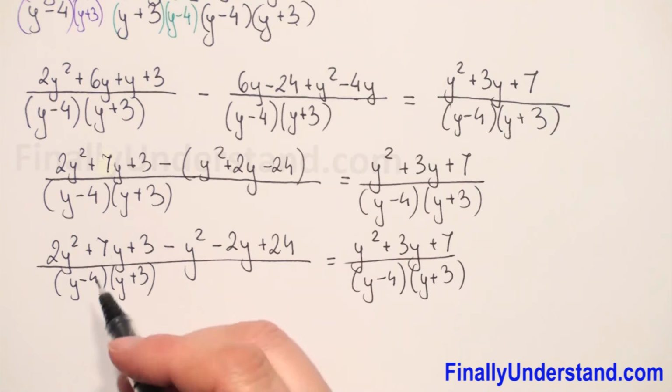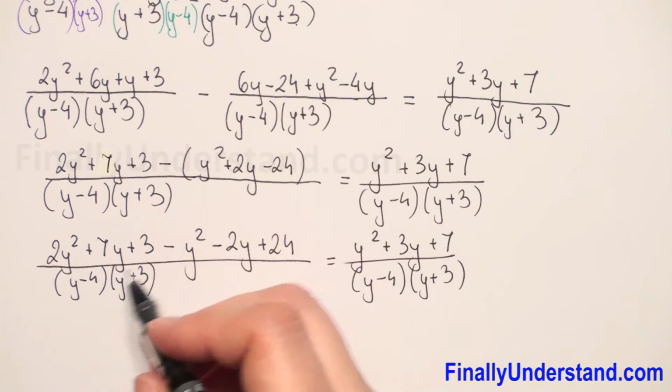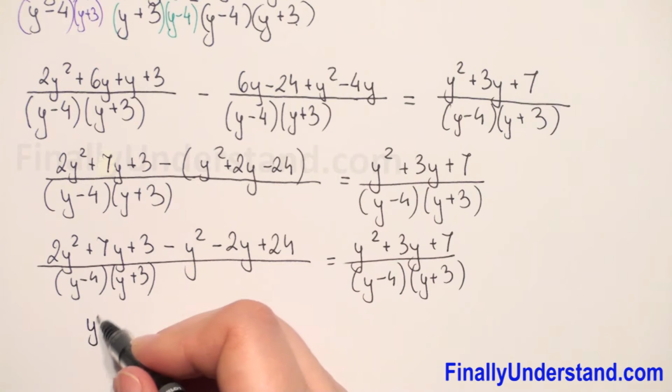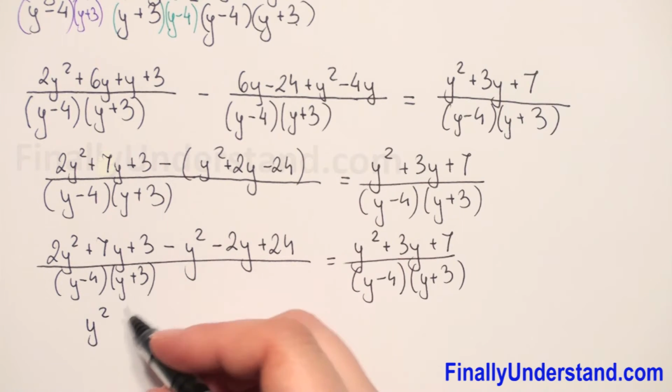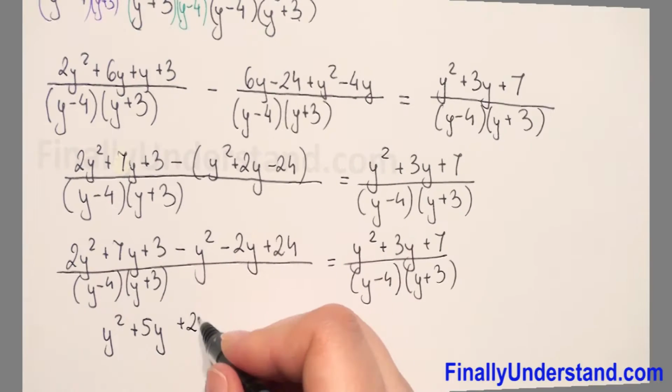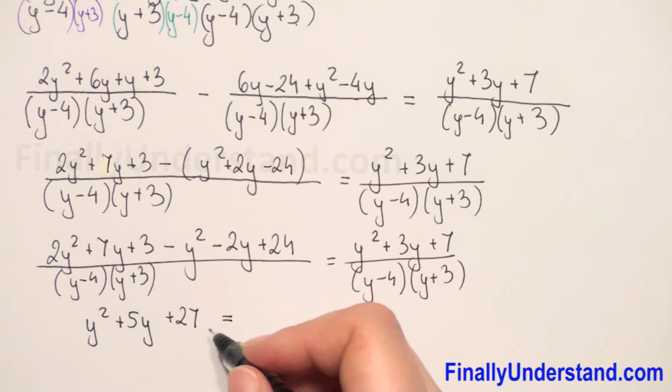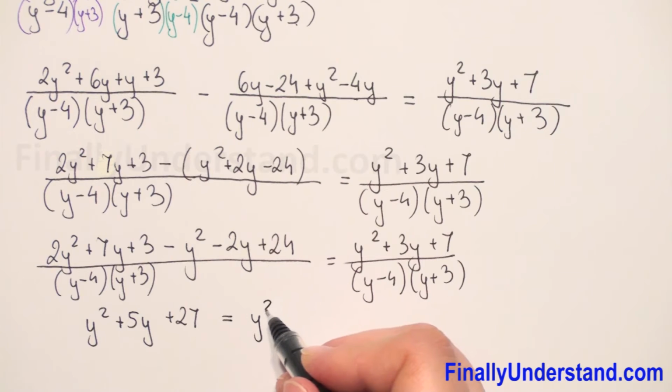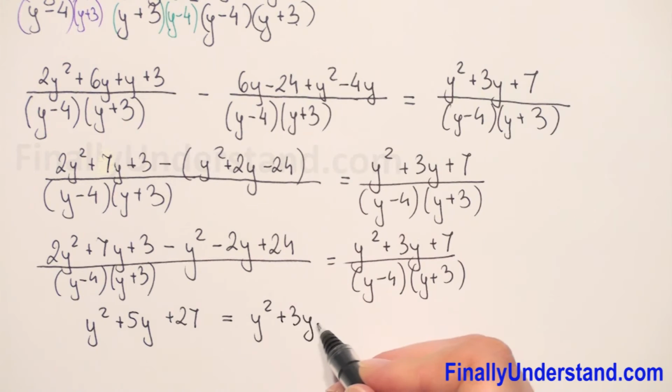We have 2y squared minus y squared, so that will be y squared, and 7y minus 2y will be plus 5y, minus 27. This is equal to y squared plus 3y plus 7.